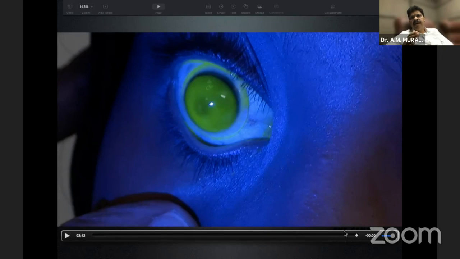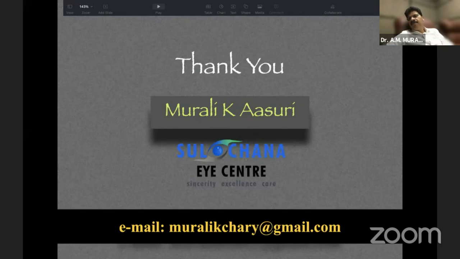But at the same time, avoid touching the cornea too much because that would in turn lead to long-term scarring of the cornea. So you have to have the right balance for fitting these lenses.